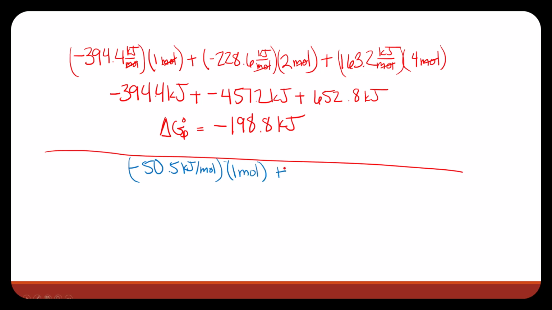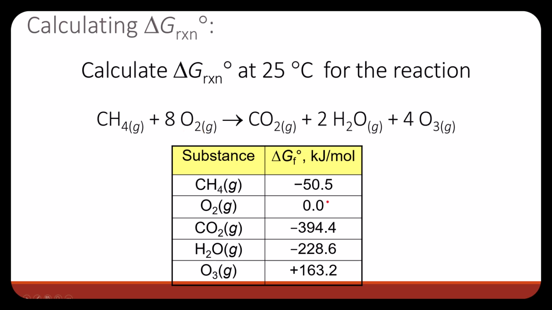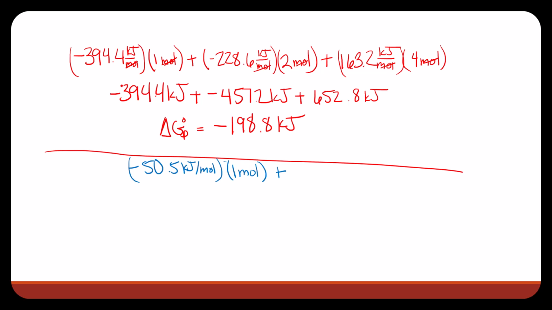And then we're going to add that to our other reactant. So our other reactant is oxygen, and that has a Gibbs free energy of 0 because that's how it exists in its elemental form. But for completeness' sake, I'm going to go ahead and say 0 kilojoules per mole. And then take into account that we're using 8 moles. So 0 times 8, that just drops out. Negative 50.5 kilojoules per mole. Moles on top, moles on bottom cancel. So the Gibbs free energy change for the reactants is just negative 50.5.